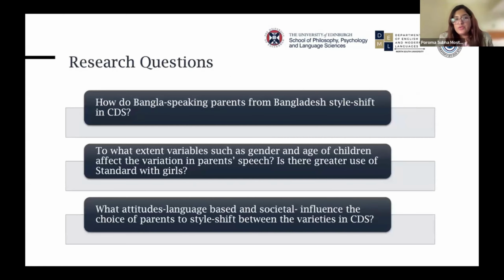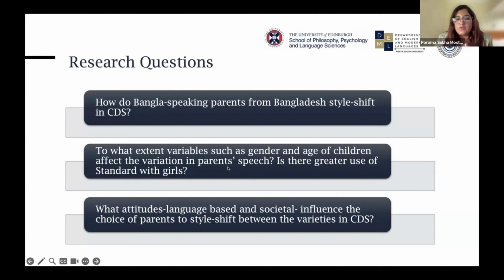Then we moved on to the research questions. How do Bangla-speaking parents from Bangladesh style-shift in CDS? Is there a shift in the first place when they are talking to children, and based on which gender the child belongs to, is there any kind of difference? Are the parents using the standard variety or the non-standard variety, and how much is the shift happening?